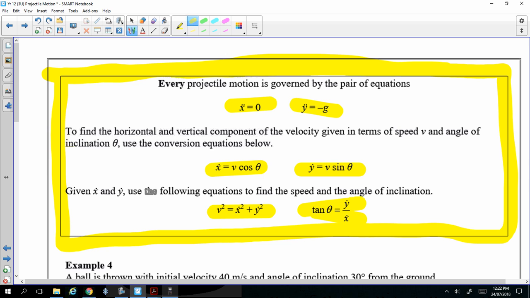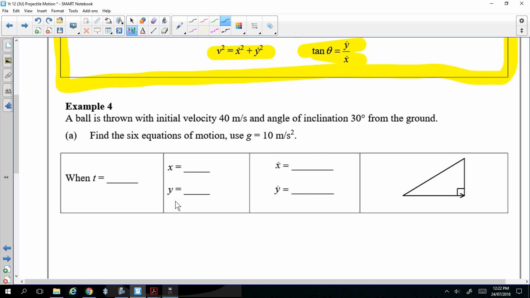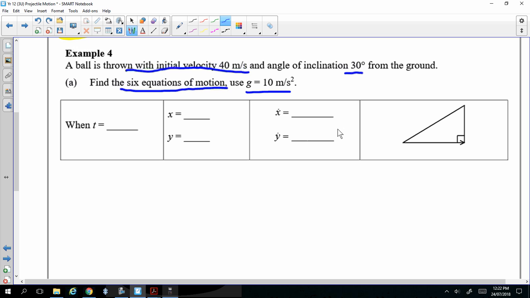A ball is thrown with initial velocity of 40 meters per second, angle of projection 30 degrees from the ground. Find the six equations of motion using g equal to 10. Okay, so this is what you do first. You might like to draw yourself a picture. It's thrown in the air at 30 degrees, not to scale. We want to work out the six equations of motion.